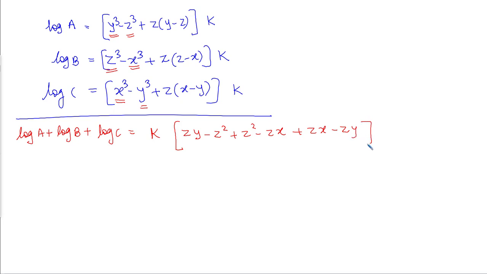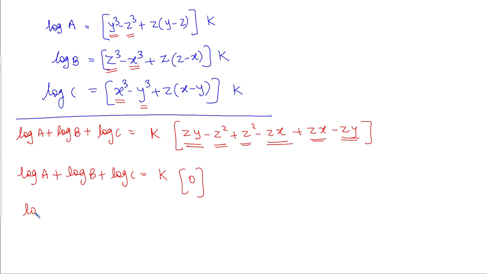Okay, so over here we can see that log of A plus log of B plus log of C is equal to how much? k into, you can see that zy minus zy will get cancelled out, zx minus zx will get cancelled out, and z square minus z square will get cancelled out. So this is equal to 0. So log A plus log B plus log C is going to be equal to 0. Okay, so our final answer is 0.